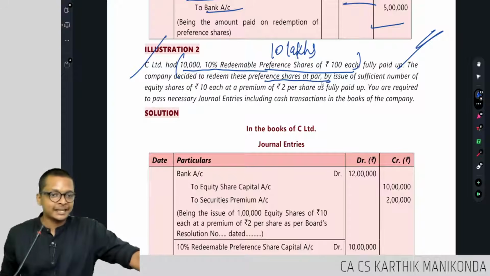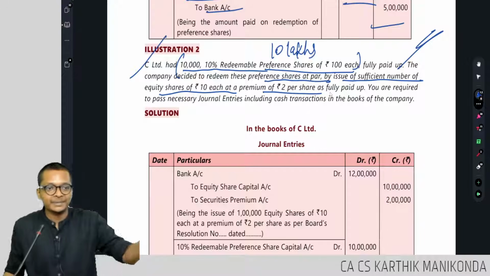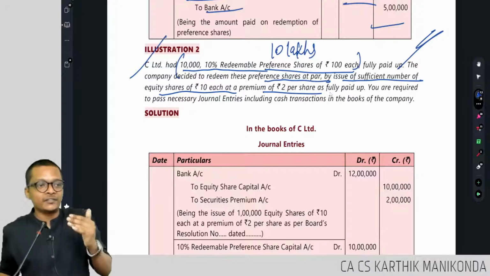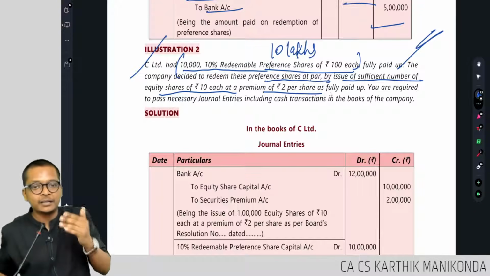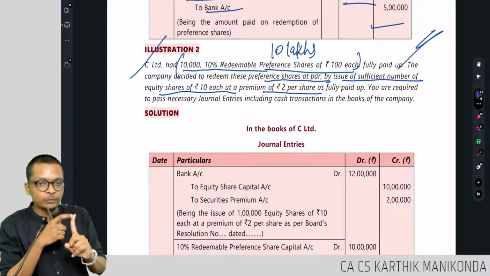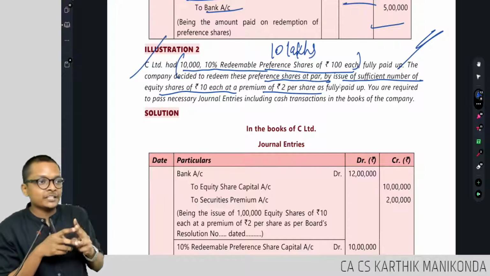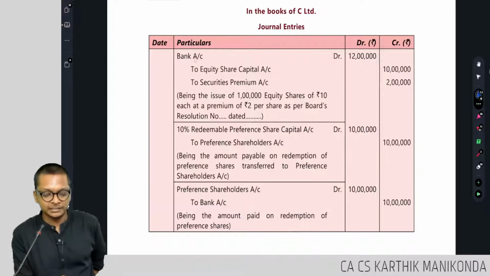Again par. They are redeeming at par by issue of sufficient number of equity shares of 10 each at 2 rupees premium. In the sum cum previous sum, what is the difference? Previous sum equity shares are issued at par. Here equity shares are issued at premium. So how many entries will come here? 1 entry for issuing equity shares, 2 entries for repayment of preference shares. Totally 3 entries. Look at this.